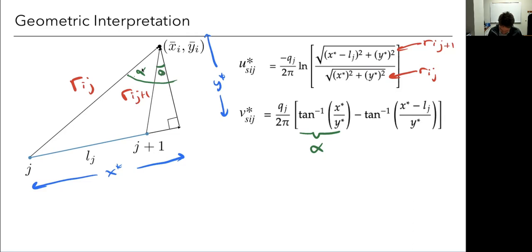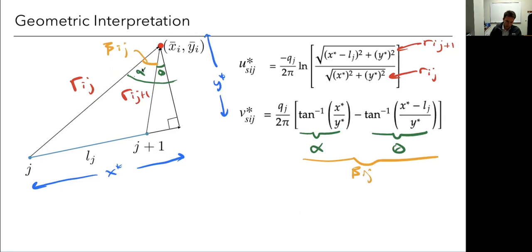Okay, and then one more simplification we can make. Notice that this is now alpha minus theta. So it's really this angle here that we actually care about. So let's write that, and we'll call that beta_ij. So this whole thing becomes beta_ij. So beta_ij, we can see, is the angle given by these two lines, from the center of panel i to j and j plus one.